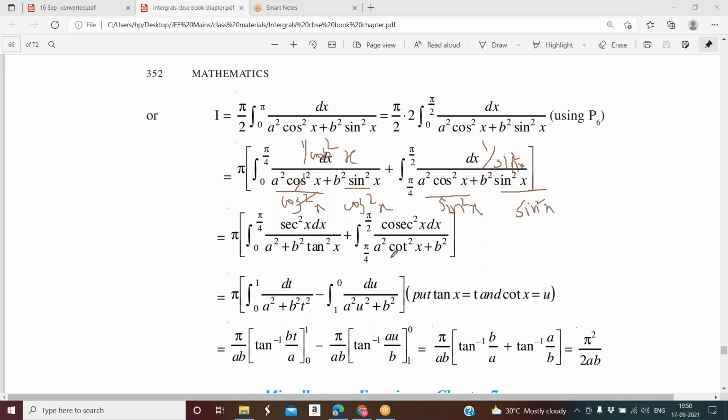This cos square by sin square is cot square x. Sin square by sin square x is 1. 1 by sin square x is cosecant square x. So we get secant square x by a square plus b square tan square x, plus cosecant square x by cos square x plus b square.